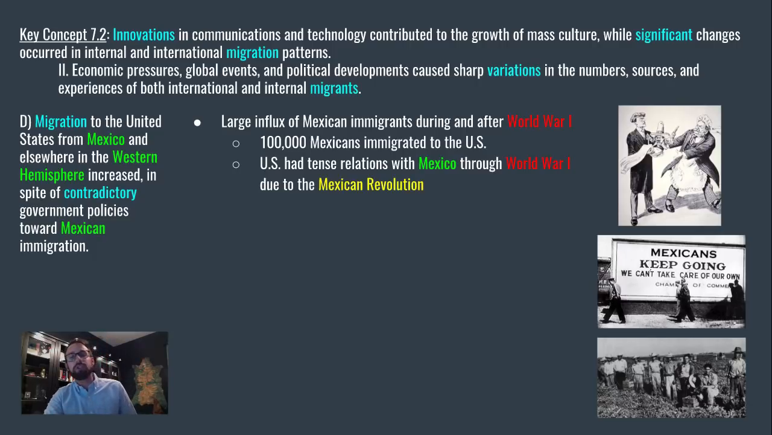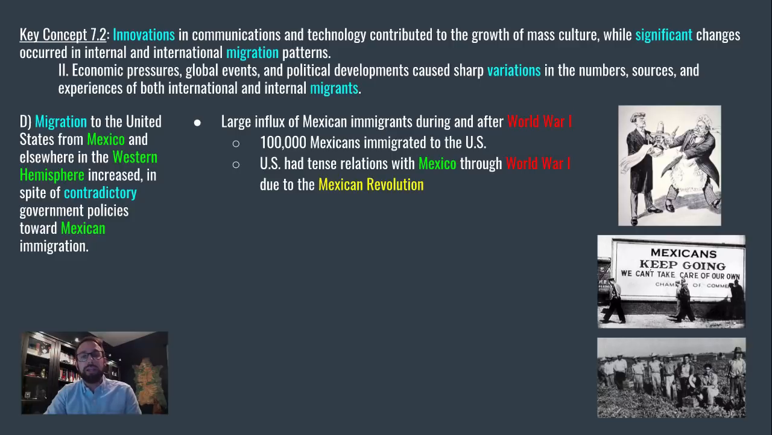Part of that tense relationship has to do with our Latin American policies. Remember the Roosevelt Corollary? Remember we're kind of saying that it's an extension of the Monroe Doctrine where Europe can't get involved, but we can when our interests are threatened. And that's what we do.